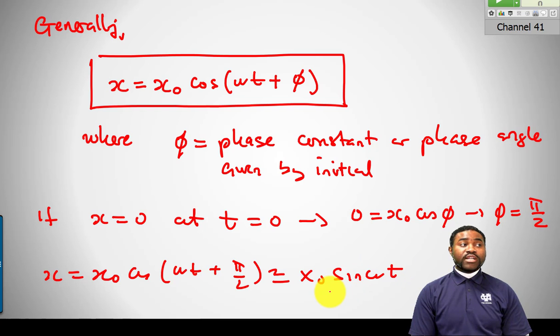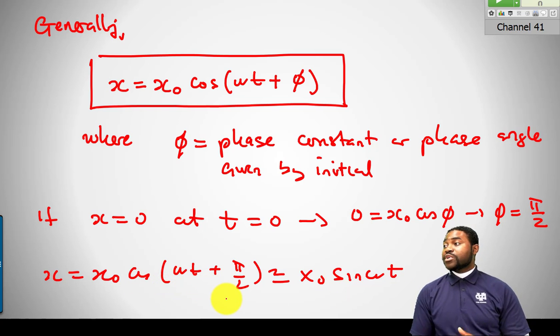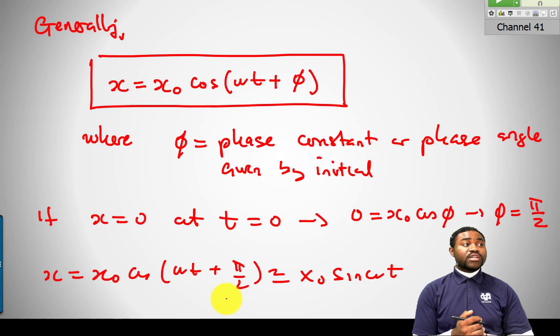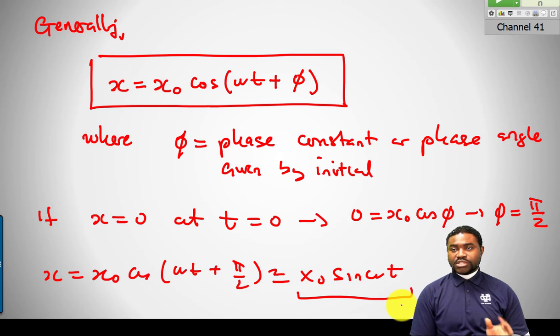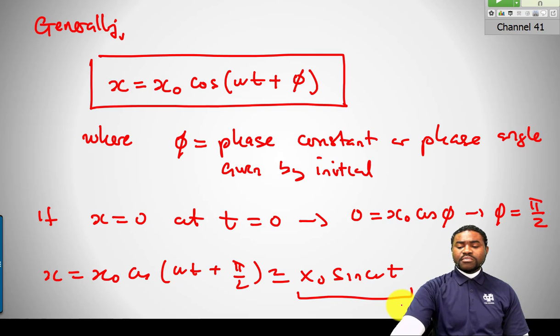Using complementary angle identities, cosine omega t plus pi over 2 is just sine omega t. I could prove that to you if you want. Yes, please. Now, it's essential at this point that you go home and review your trigonometry. We'll use it this semester, we'll use it in E&M as well as in MEC.